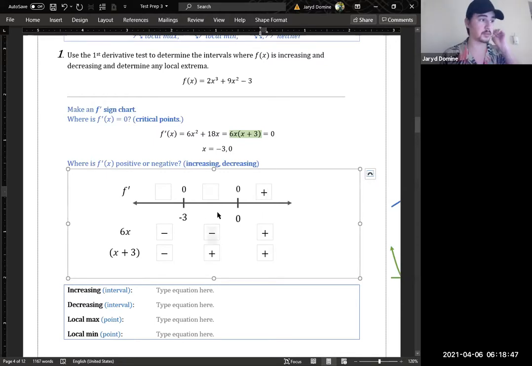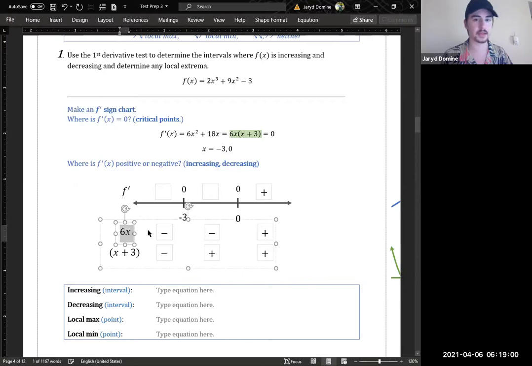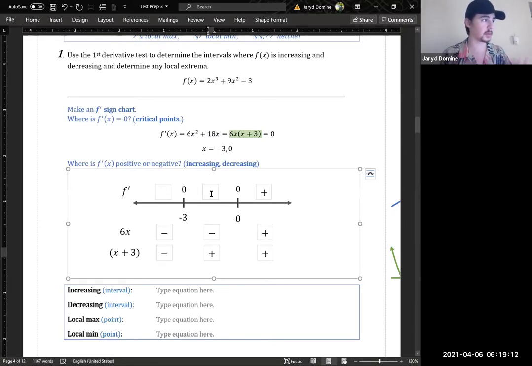All right, so I do the same thing in this middle interval, between -3 and 0. If I pick a negative, like -1, and I plug it in here, I'll get -6. So this term is going to be negative. And if I pick -1 in the other, -1 plus 3 is 2, so it's positive. I'm not going to do all this work for every single problem, but I just want to show you how this works. This term is negative, this term is positive. If you multiply those together, you're going to get a negative number.